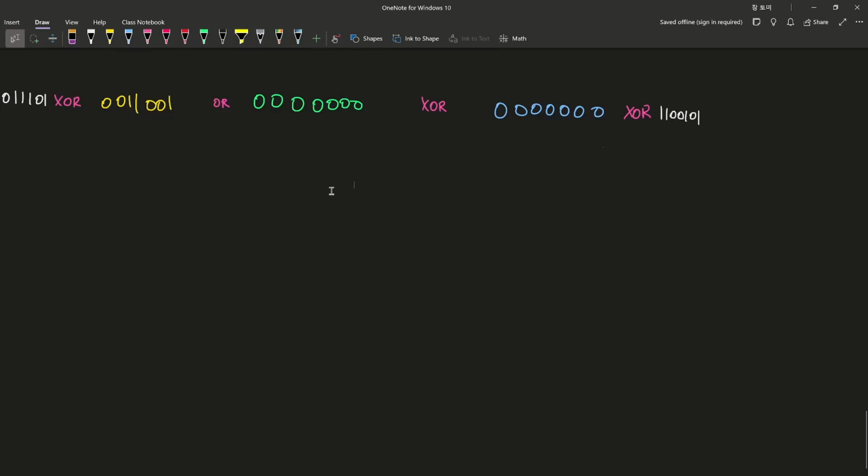Then we know that XOR takes precedence over OR, but we always start from the left, so we get this part. Are they the same? No, so they're going to get a 1. Is this and this the same? Yes, that's a 0. Third digit, they are the same again, that's a 0. Fourth digit, they are the same, that's 0. Fifth digit, different, that's 1. Sixth digit, same, that's 0. Seventh digit, same, that's 0. Okay, we can delete this part.